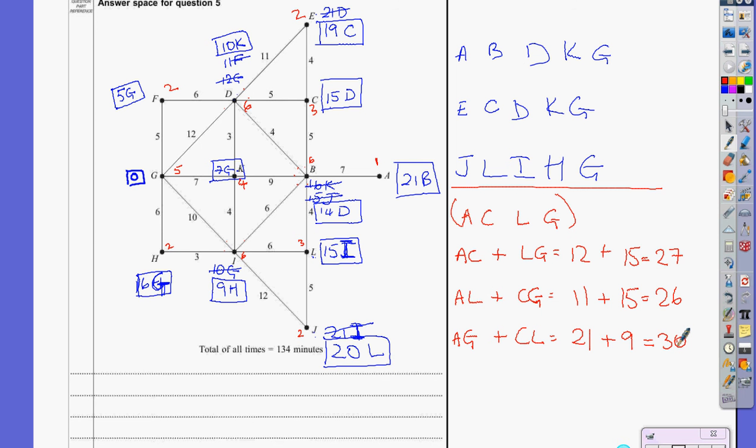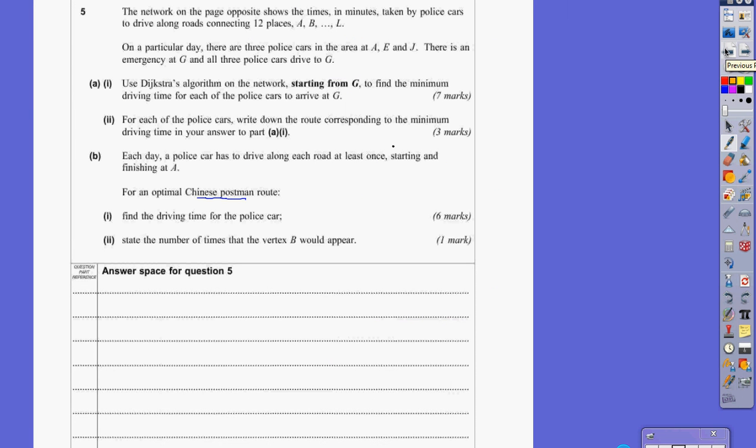Okay, so they've already given me that my minimum time, these are all times, is 134. I'm going to add on the shortest one in this case, which is going to be 26. So I'm going to add this one on as the shortest route, which means I've got a minimum of 160. Good.